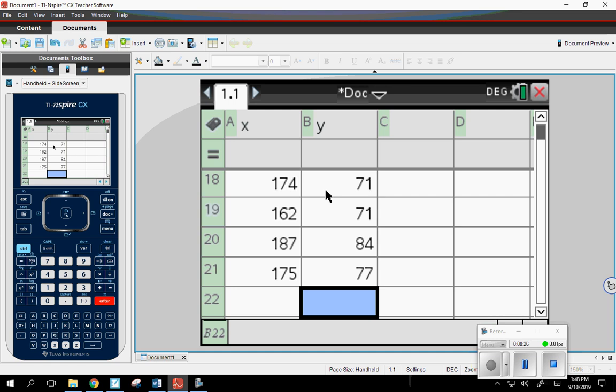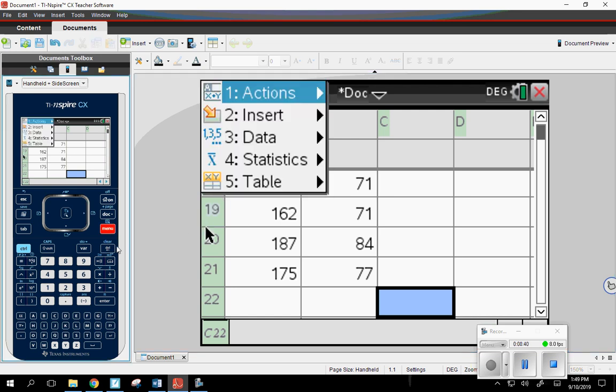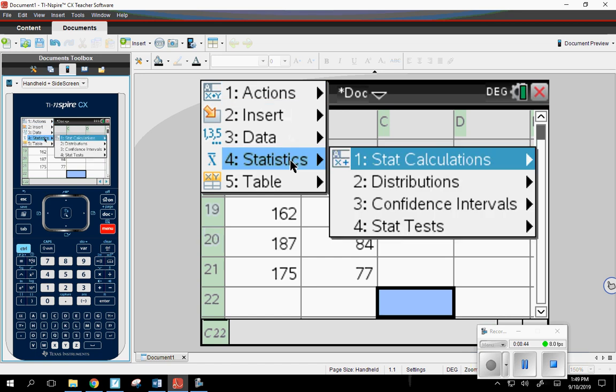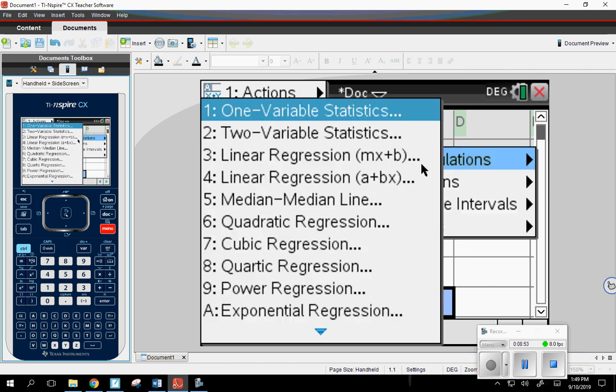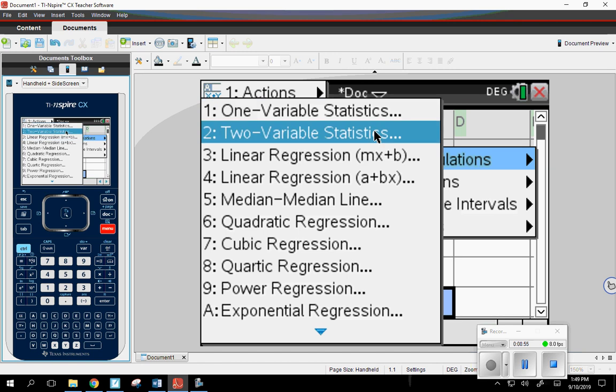Good. All right. Well, the keystrokes here are actually going to be very similar to what I've already shown you when it comes to standard deviation, finding that information. Choose an empty cell in your spreadsheet. Doesn't matter where. I'm going to go to menu. Where do you think I'm going to go first? Statistics. I want stat calculations. And this is what? Two variable statistics.